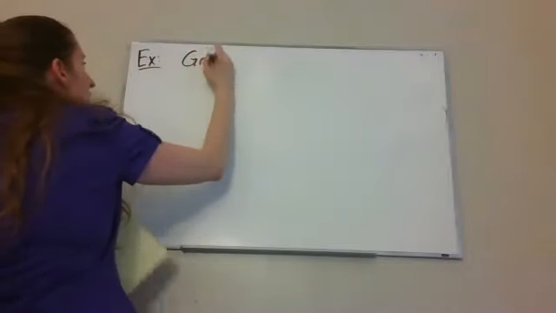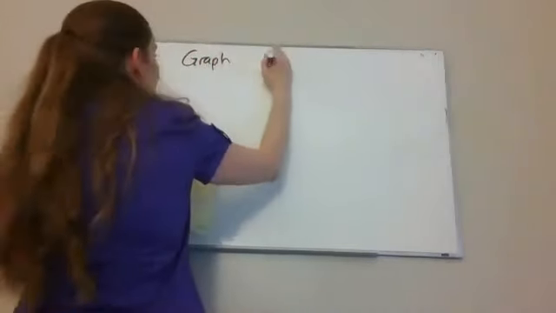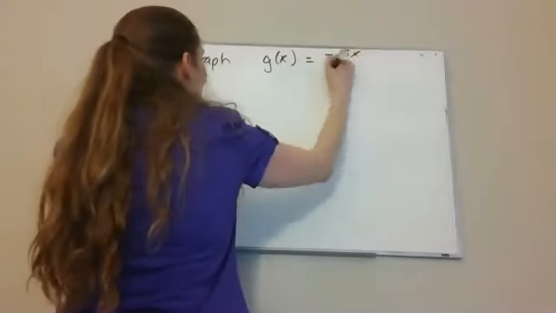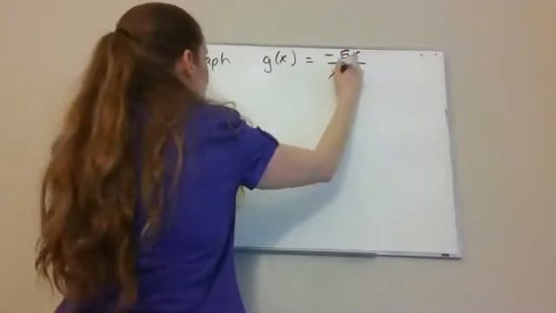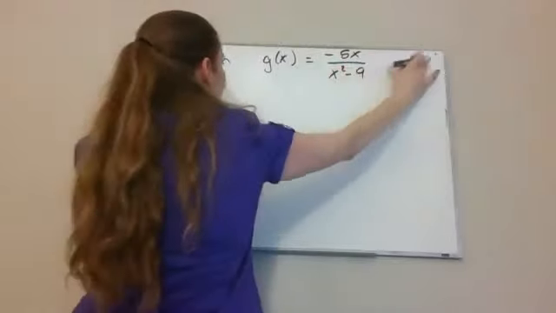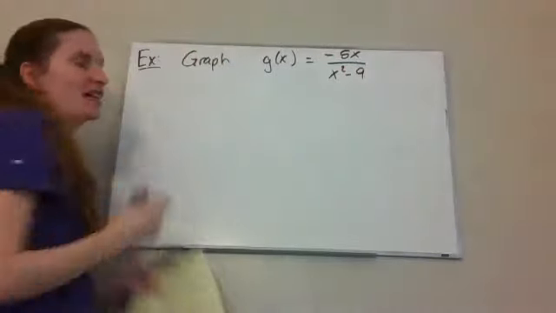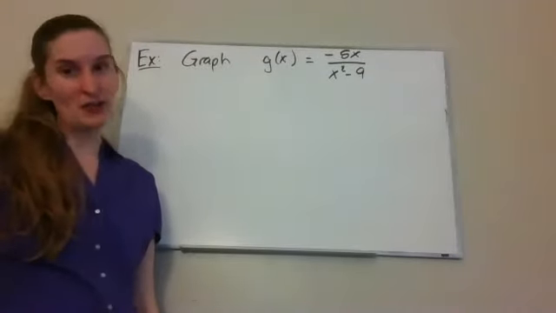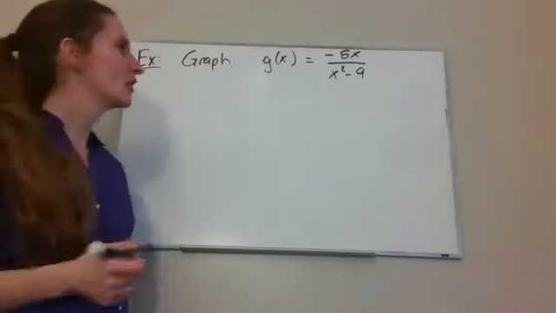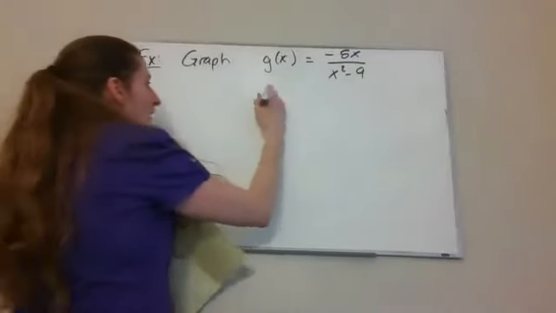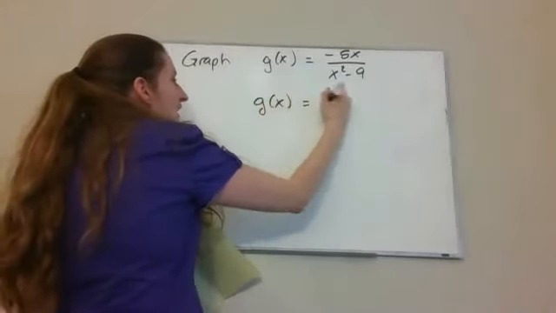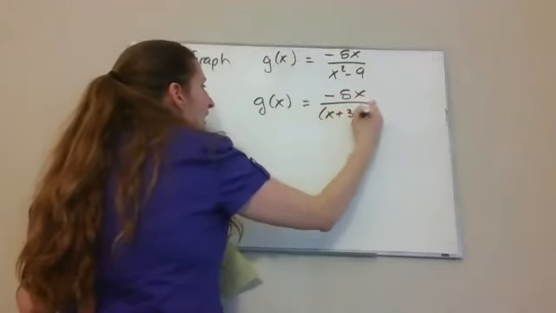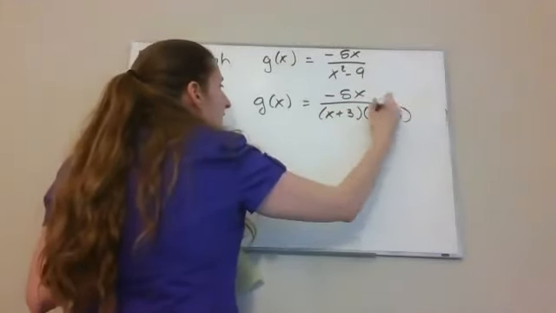So we are going to graph g of x equals negative 5x over x squared minus 9. And I know I'm eventually going to have to find asymptotes, so we're going to have to do some factoring. So I'm just going to go ahead and factor this right away. If I factor the denominator, I get an x plus 3 and an x minus 3.